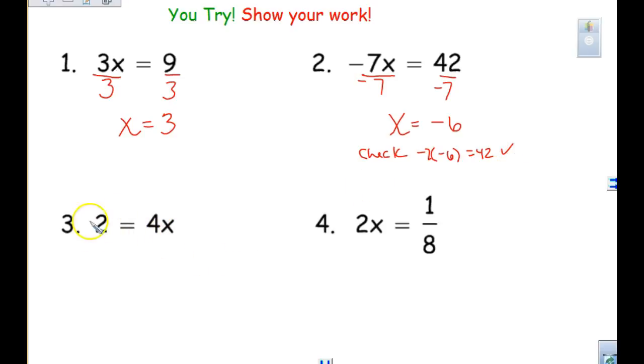Let's look at the next one. Maria, what's my coefficient of x at number 3? 4. That means I need to divide on both sides. Lucas, by 2 or 4? 4. Make sure you're showing that division by 4.